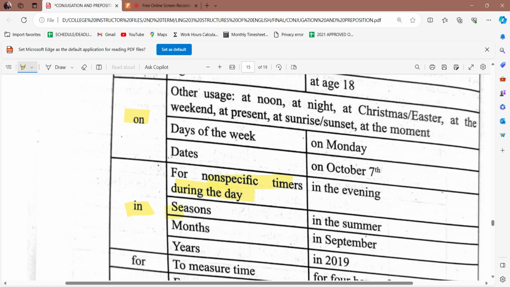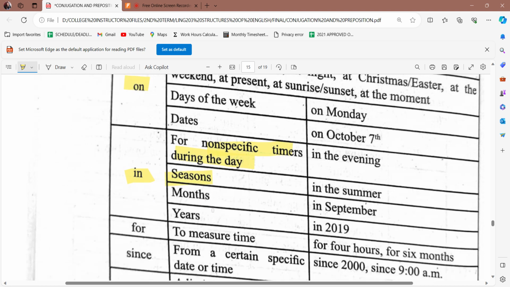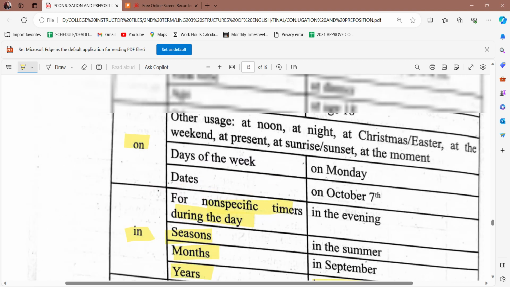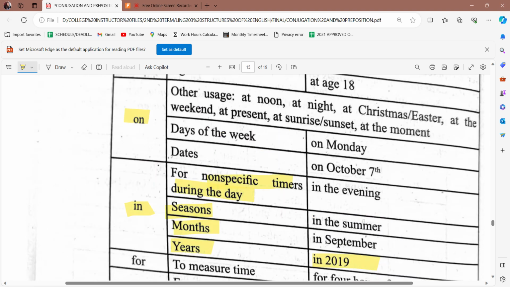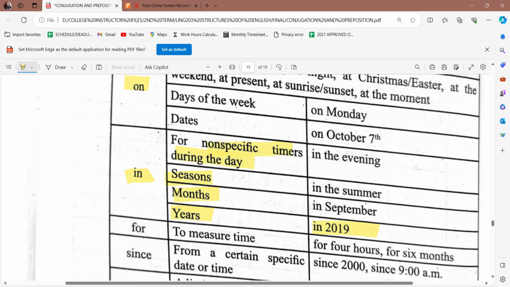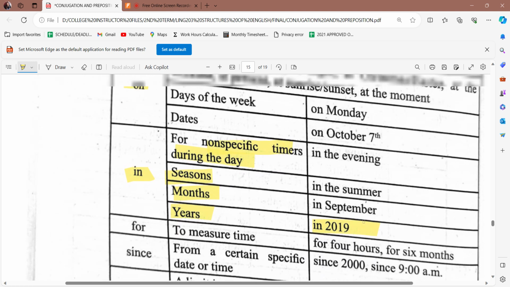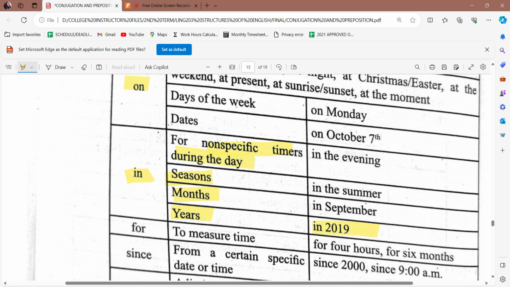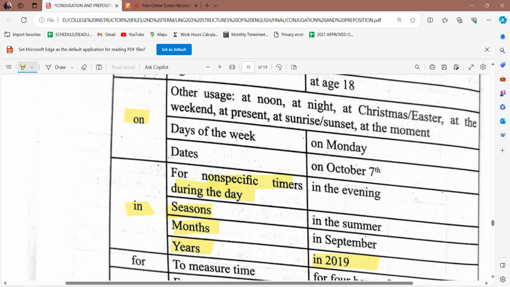We also use in for the seasons: in the summer, in the winter. And we also have months, we say in September, and years, in 2019. Anything that is not specific in time, you use in. However, when you say a specific date like October or November 29, 2023, use on. On November 29, 2023, we had a meeting.